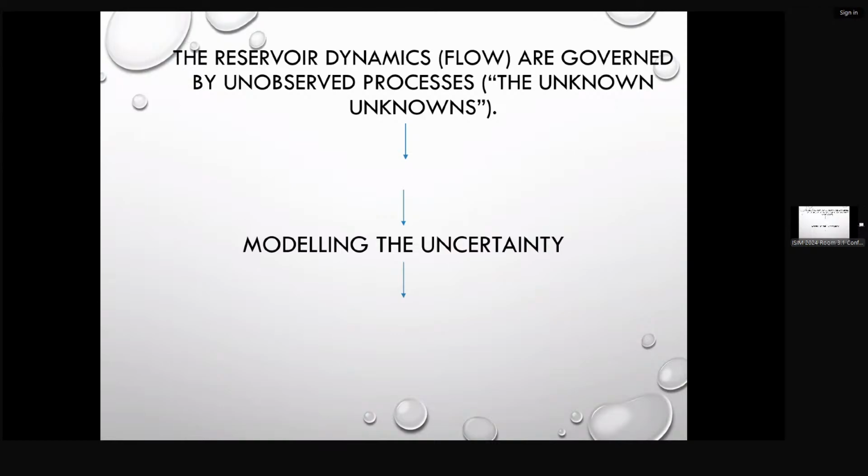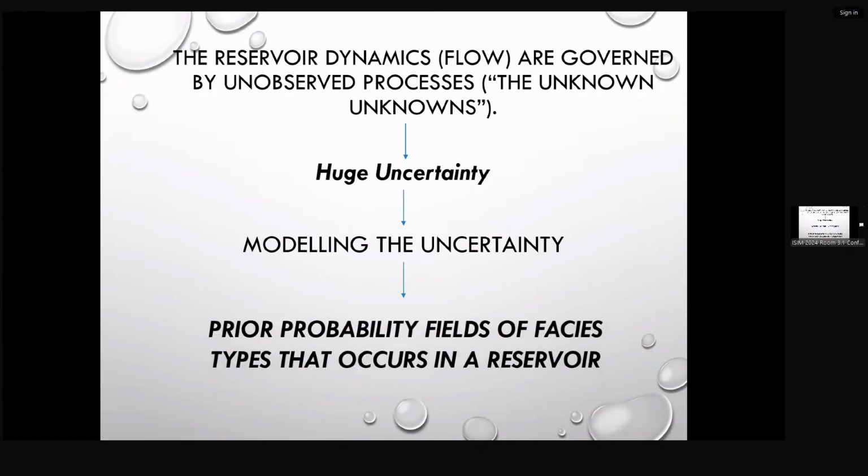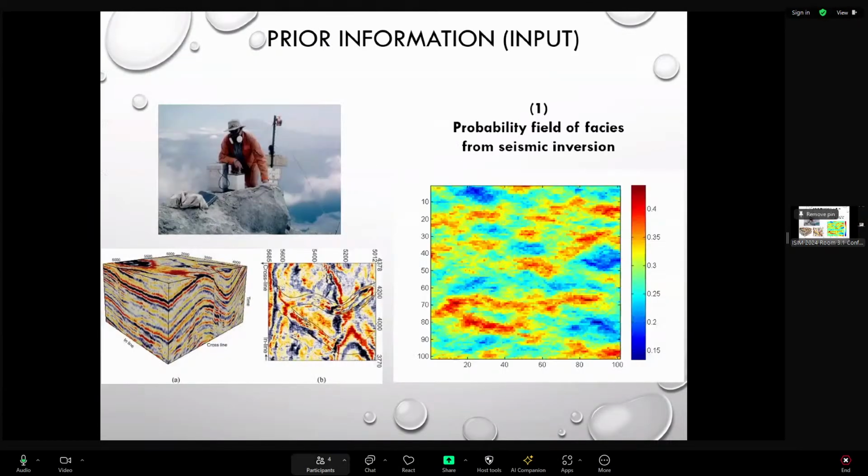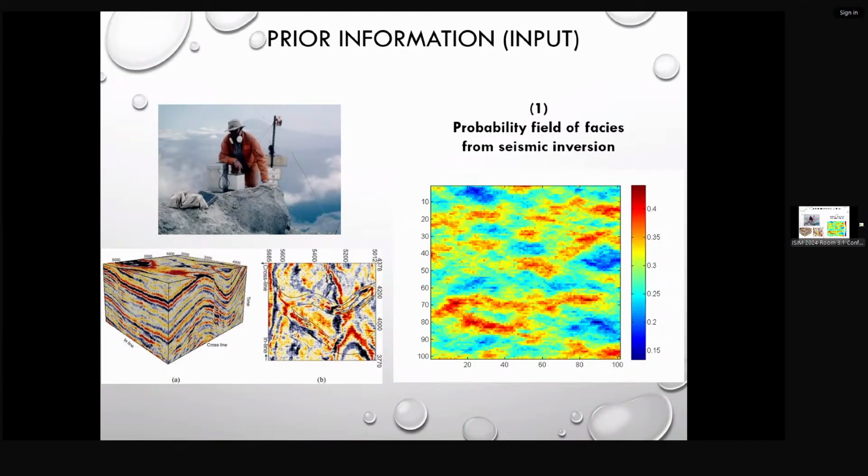The problem is that the reservoir dynamics are governed by unobserved processes. So we have huge uncertainty and we must model this uncertainty. How to do this? We must find some prior probability fields, and for this we are using first, as I said, the probability field of phases from seismic inversion.